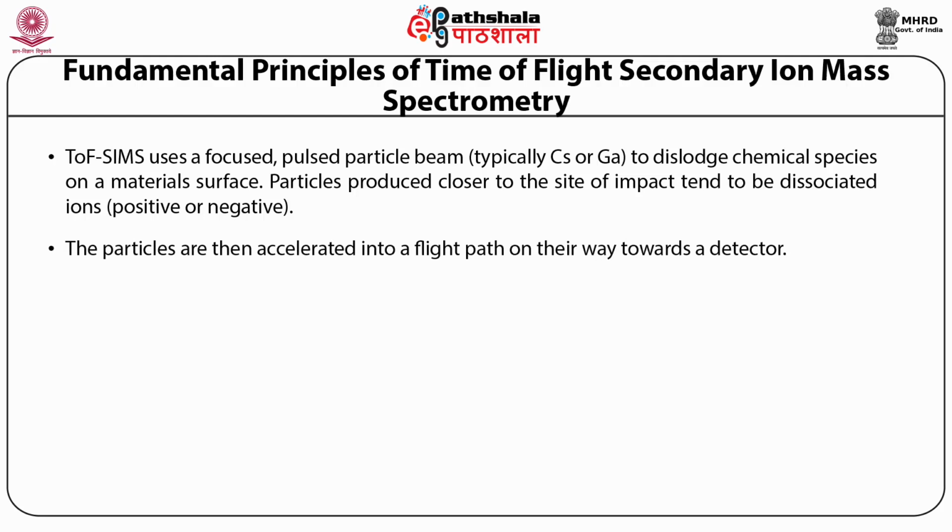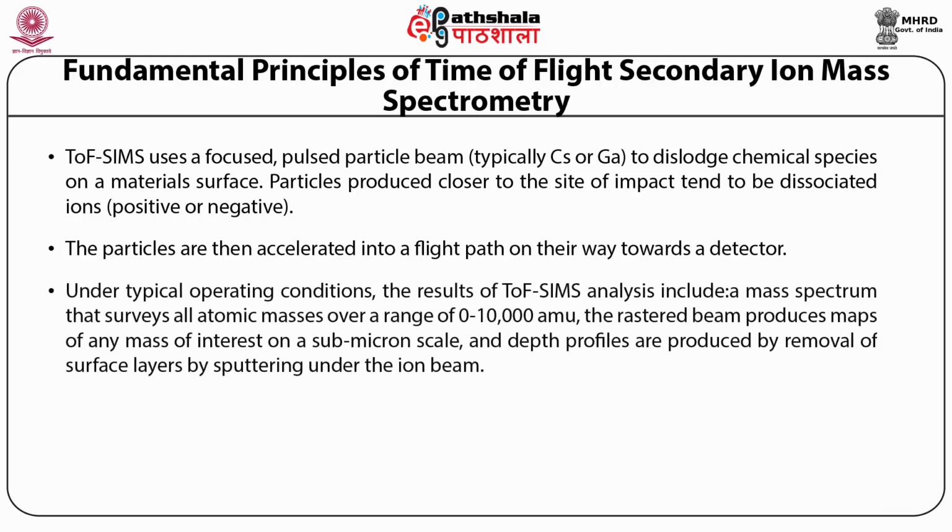Because it is possible to measure the time of flight of the particles from the time of impact to the detector on a scale of nanoseconds, it is possible to produce a mass resolution as fine as 0.001 atomic mass unit, that is, 1 part in 1,000 of the mass of a proton. Under typical operating conditions, the results of TOF SIMS analysis include a mass spectrum that surveys all atomic masses over a range of 0 to 10,000 AMU.